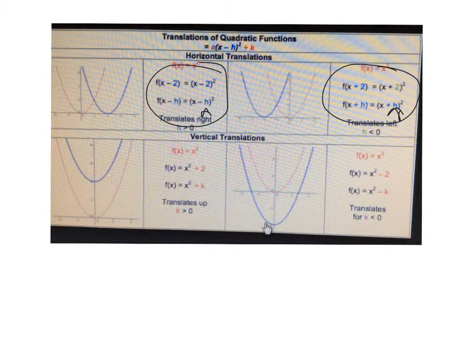It also can move up and down. That's when you add or subtract to the outside of the parent function. If you add, you move up on the y-axis, and if you subtract, then you move down on the y-axis. So x squared plus 2, it shifted the parent function up 2 units. X squared minus 2, it shifted it down 2 units.